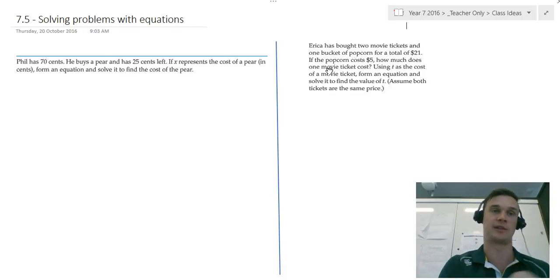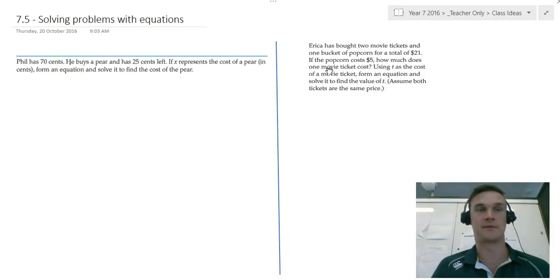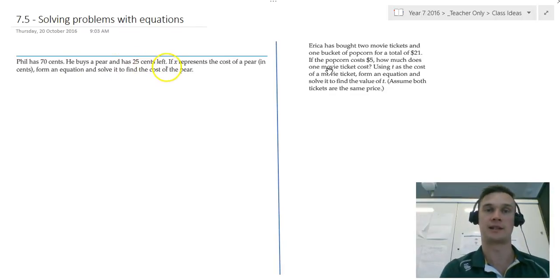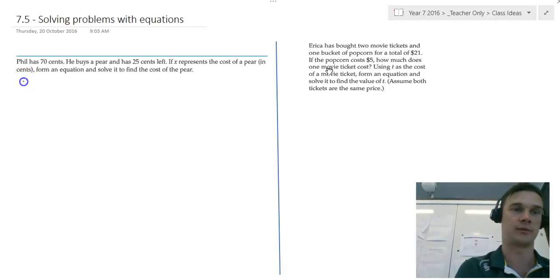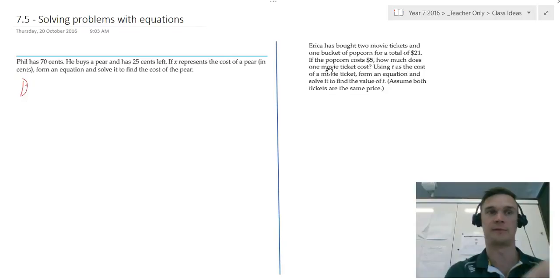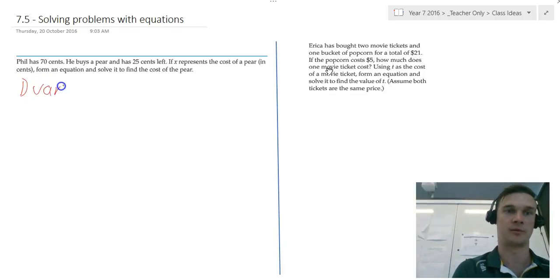So we're going to use this first example over here where it says Phil has 70 cents. He buys a pear and has 25 cents left. If X represents the cost of a pear in cents, form an equation and solve it to find the cost of a pear. So the first thing that you need to do, and I'll write this here, which is step 1, is you need to define the variable. So I'm just going to write variable here.